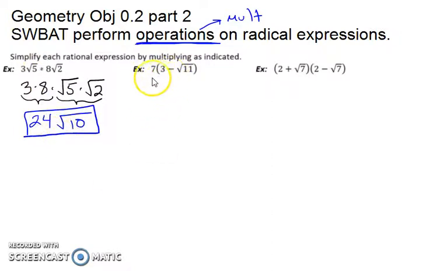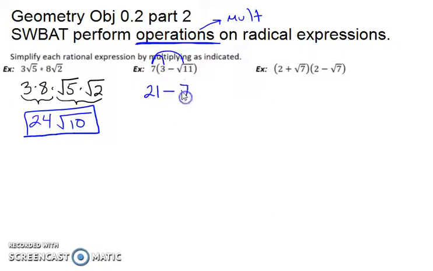Second example, a little bit different. We've got a number in front of a set of parentheses, so we're going to be distributing 7 times 3 minus root 11, and I will multiply this into both. 7 times 3 is just 21. There's nothing new going on there.